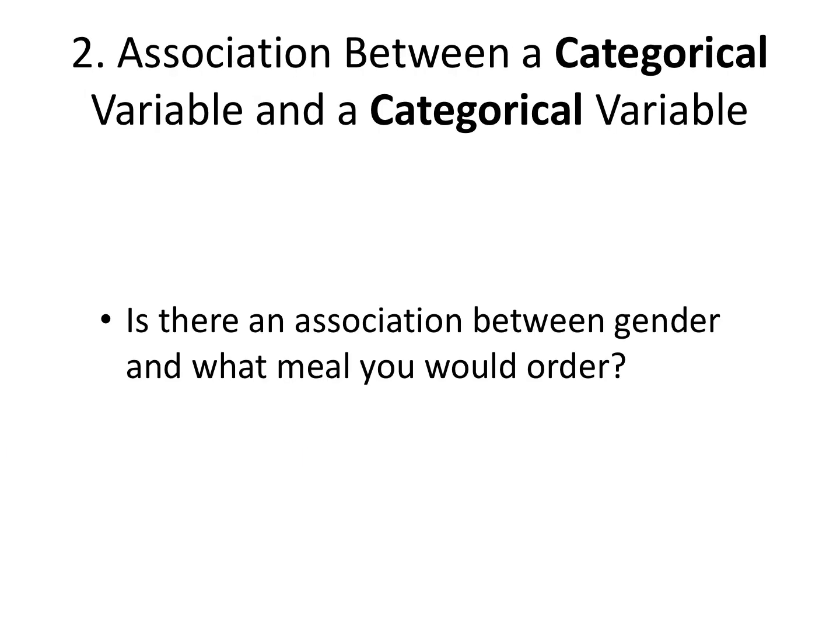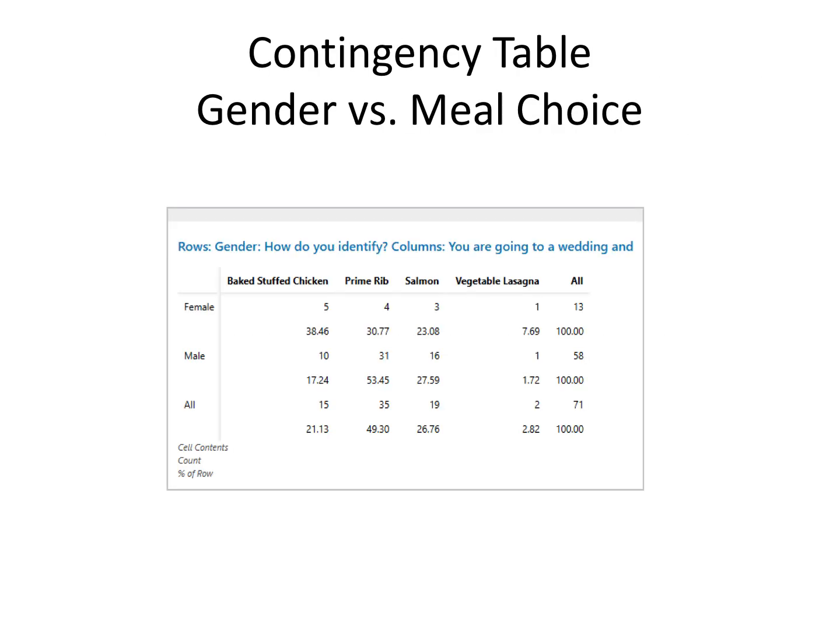Okay, so what do we do if we have two categorical variables? Like maybe we want to know, is there association between a person's gender and what meal they would order at a wedding? Okay, so here's some data using Minitab. Here's the female data and the male data. And the menu options were chicken, prime rib, salmon, and vegetable lasagna.